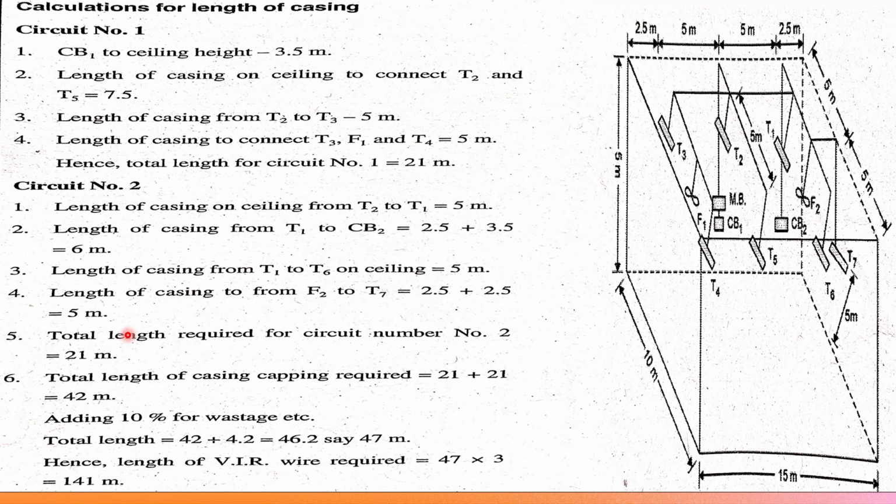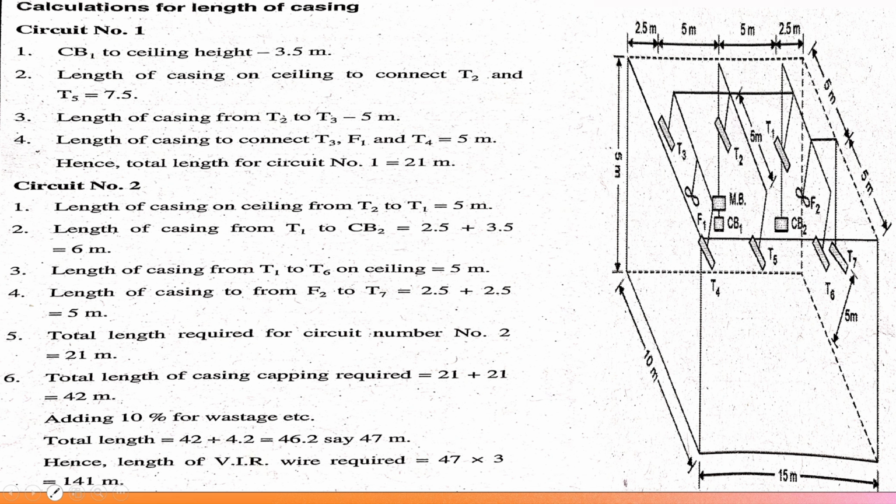Total length required for this circuit, adding all these, is 21 meters. So total length of casing capping required is 21 plus 21 is equal to 42 meters. Now adding 10% for wastage etc., total length is equal to 42 plus 4.2 is equal to 46.2, let's say 47 meters.